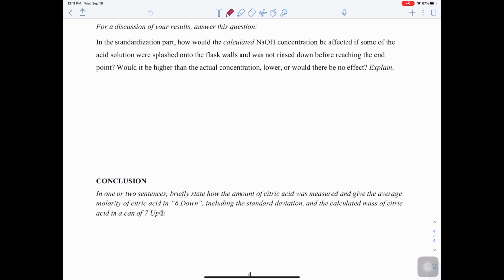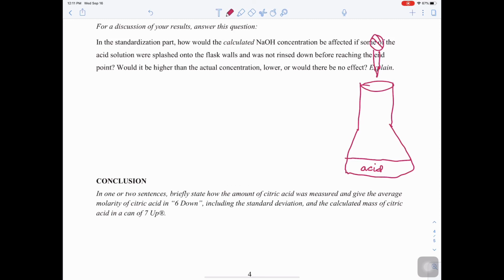And so, how do we think about questions like this? Well, we start by drawing a very ugly Erlenmeyer flask. Okay, we have solution in here. And this is our acid solution. And here's our sodium hydroxide coming down, being added.